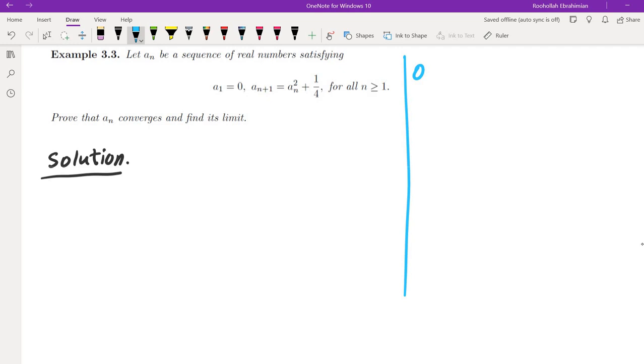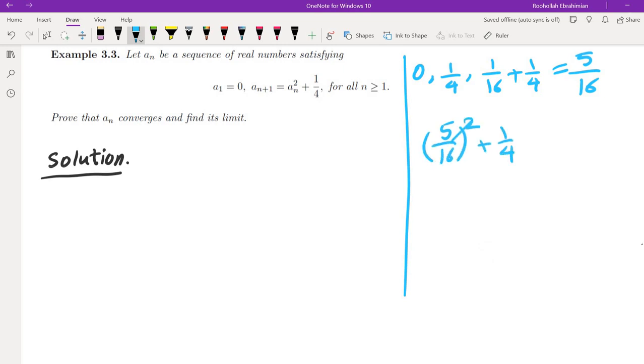So the first term is 0. The next term, if you plug in 0, you get 1/4. The next term, if you plug in 1/4, you get 1/16 plus 1/4. If you write down a few more of these terms, you will see this is 5/16. You will see that you get (5/16) squared plus 1/4. And it isn't difficult to see that this is in fact getting larger and larger. 5/16 is less than (5/16) squared plus 1/4. Not difficult to see why.